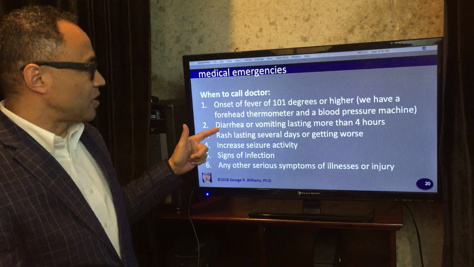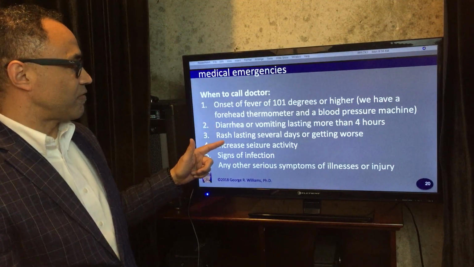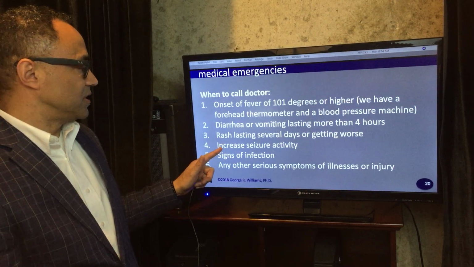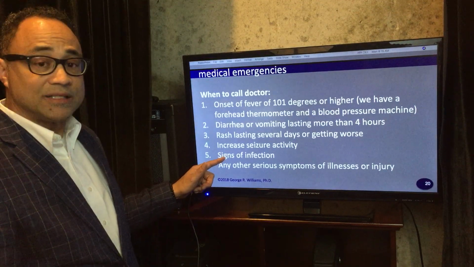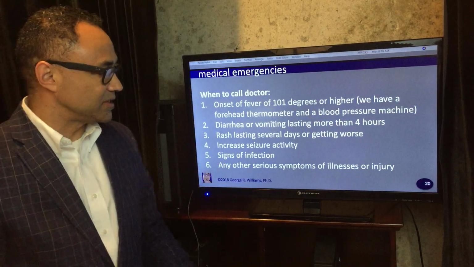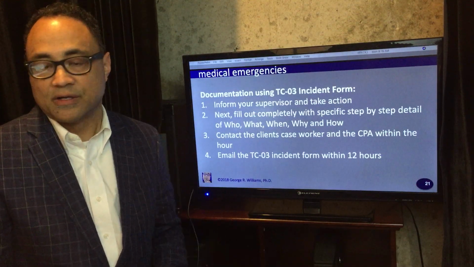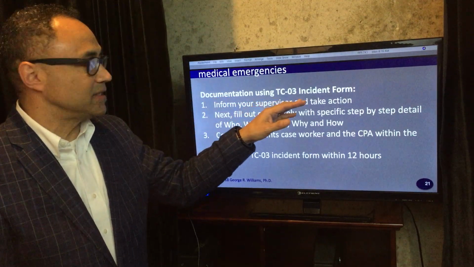But you might also call the doctor or visit the doctor when there's diarrhea or vomiting lasting more than 4 hours, a rash lasting several days or getting worse, increasing seizure activity, signs of infection, or any other serious symptoms or injuries. Now, when you do call the doctor, it is important in our facility to document using the TC03 incident form.